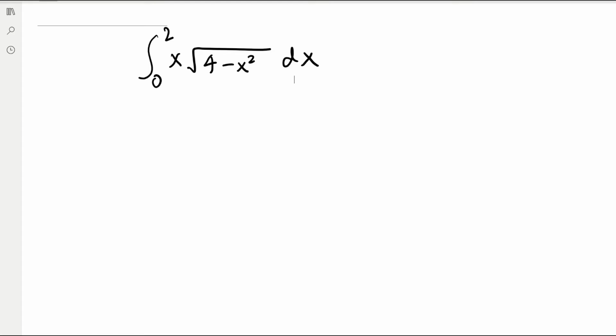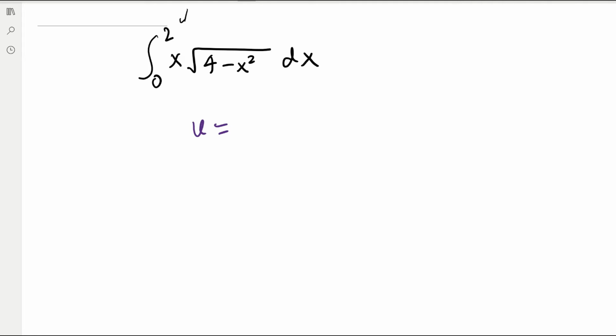Now, when I say definite integrals, that means we have limits here. So you are integrating from x values 0 to 2. So in that case, what are you going to do? Well, let's see. We want to solve this problem using integration by substitution, so we need to choose a substitute. What is our u going to be here?